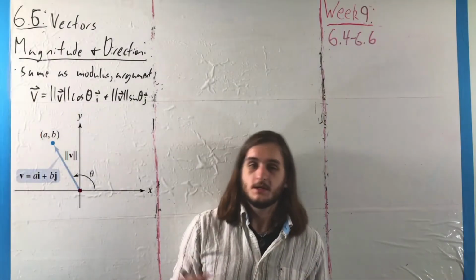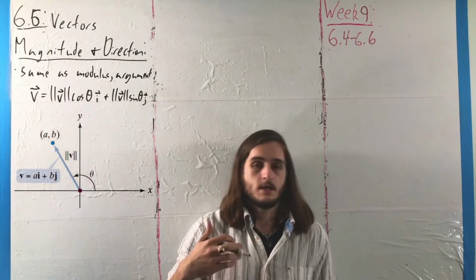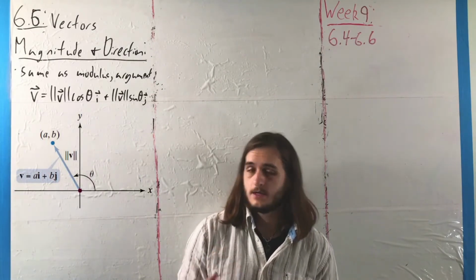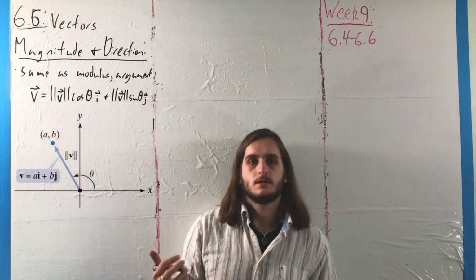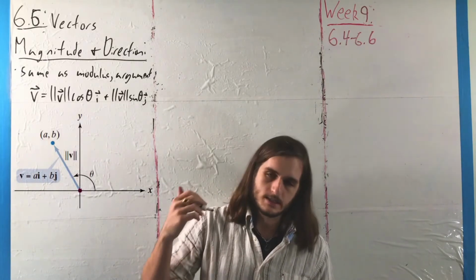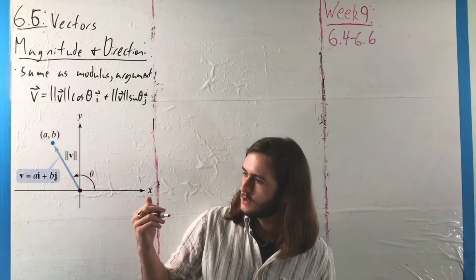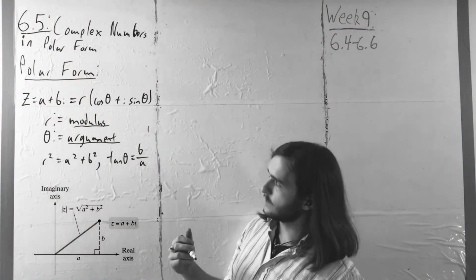So inevitably, we do need to bring back sine and cosine into this to talk about the idea of vectors in terms of magnitude and direction, where if you replace the word magnitude with modulus and direction with argument, you have functionally the exact same thing as what we saw in the last section with complex numbers.